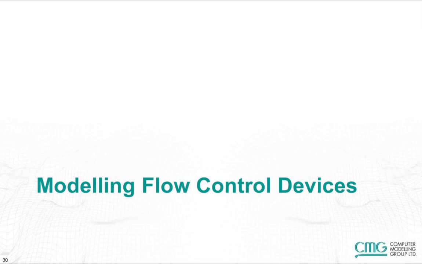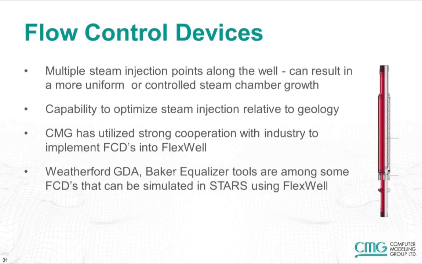In the next section, I'll talk about modeling of flow control devices. We all know flow control devices are basically used to specifically inject steam at certain points along the well. This results in a more uniform and a controlled steam chamber growth, essentially a better utilization of steam, which translates to a lower steam oil ratio and lower operating expenditure.